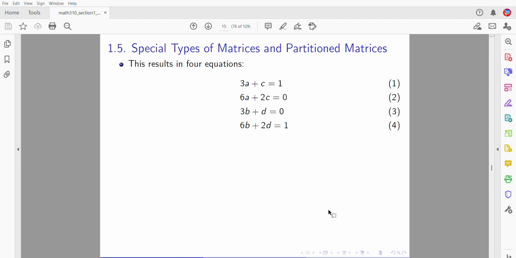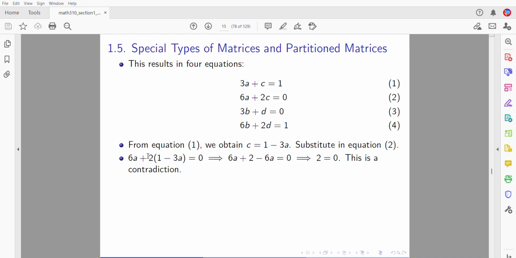Here they are. Let's do the same thing we did in our previous example. Use the first two equations to solve for a and c, and the third and fourth equations to solve for b and d. From equation 1, we obtain c equals 1 minus 3a. Substitute it in equation 2: 6a plus 2 times c equals 0, so 6a plus 2 minus 6a is 0. Oh, the 6a's cancel. You have 2 equals 0. This is simply not a true statement. 2 equals 0 is a false statement. This is a contradiction. We cannot solve for a.